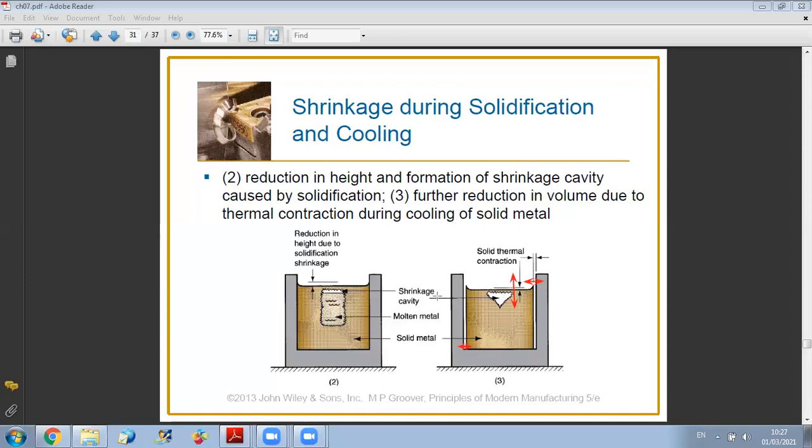But here, as you can see, in the case of open molds, in general, we don't have a riser. We have a riser in closed molds. So this is one of the advantages of open molds, that we can have the formation of shrinkage cavities.